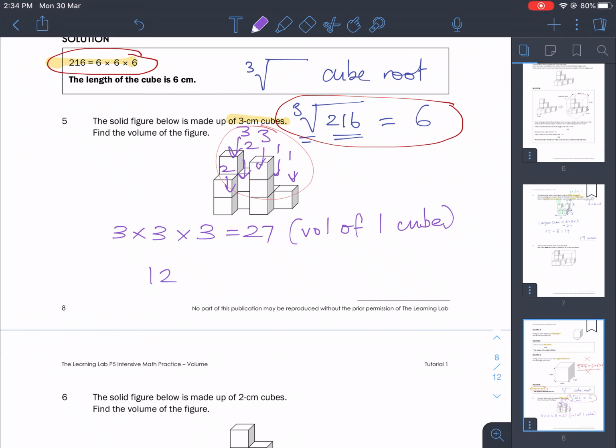12 cubes. So since each one has a volume of 27 cubic centimeters, I will do 12 times 27, and you should get 324. Take note that the units for volume is 324 cubic centimeters, or if the question is in meters, then it will be cubic meters.